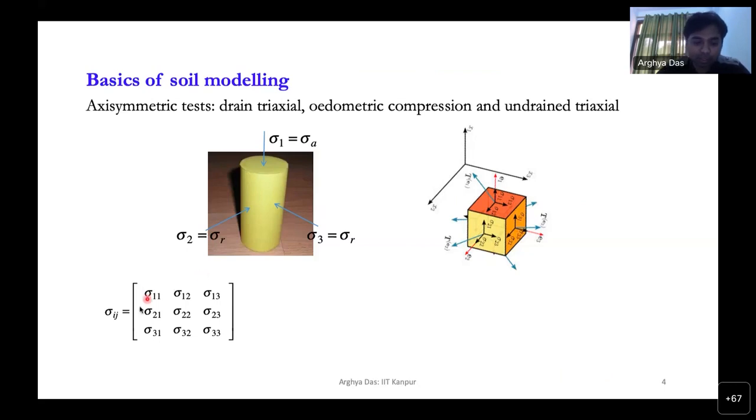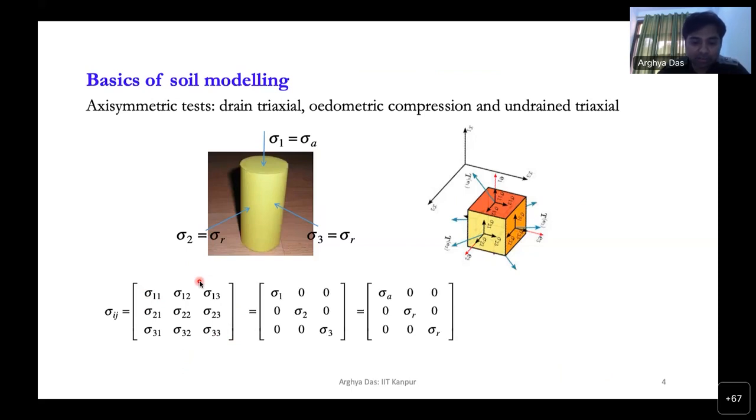So instead of working with all 9 stress components or the 6 stress components, we can actually reduce it down, sometimes to the principal stress components, sometimes, depending on the boundary condition, we can make it axisymmetric considering the axial and radial stresses, or we can go ahead with the invariant definitions like p and q, the deviatoric and the volumetric. Similarly, we can do the same thing for the strain as well.